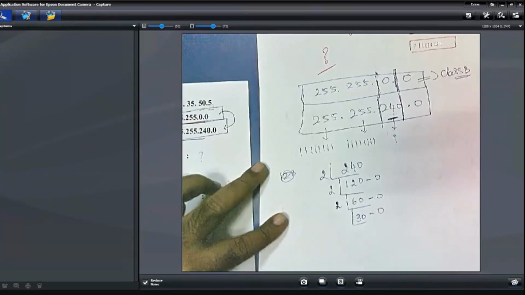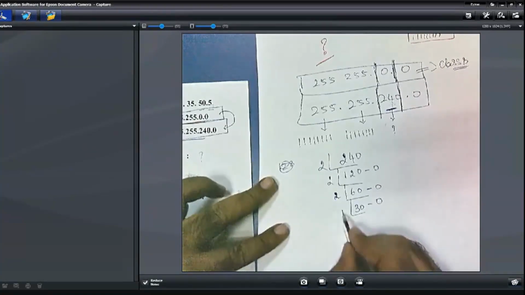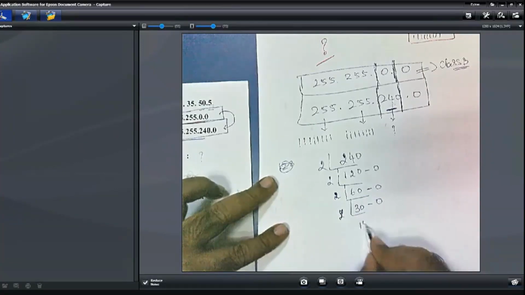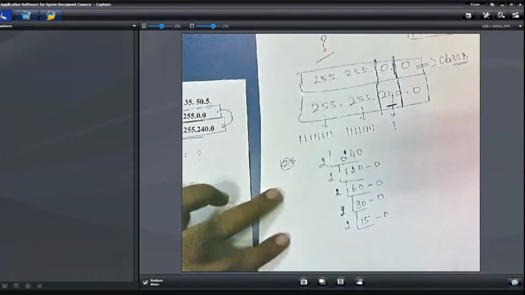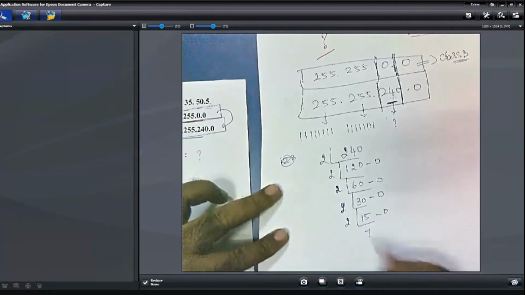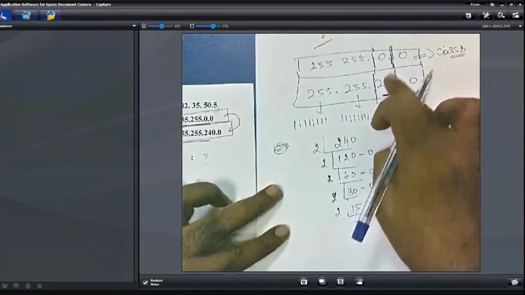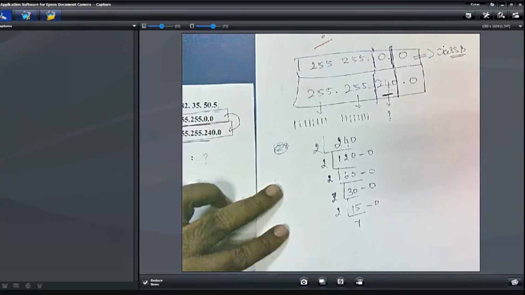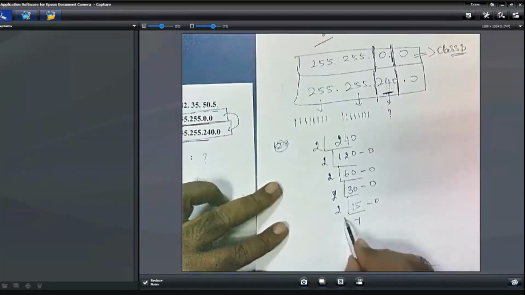Remainder 0. Then, again 2. Okay, I'm dividing it by 2. 15 2s are 30. Remainder 0. Then, 2. 7 2s are 14. Okay, that means this 240 you have to convert into binary.